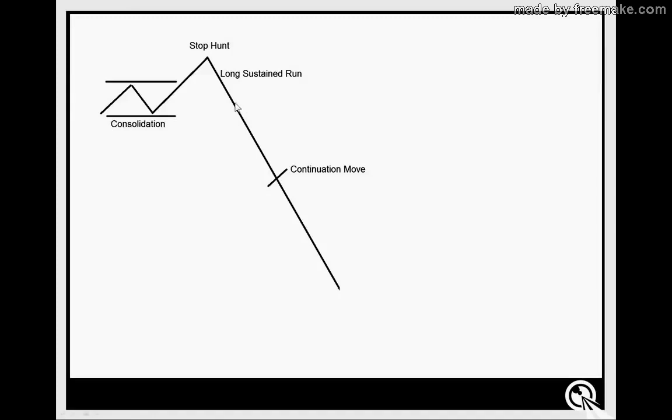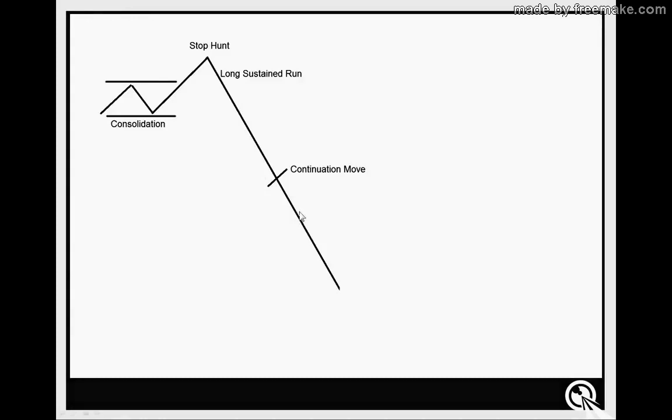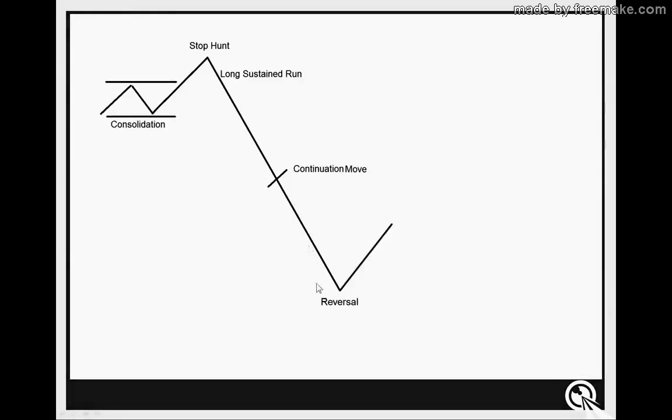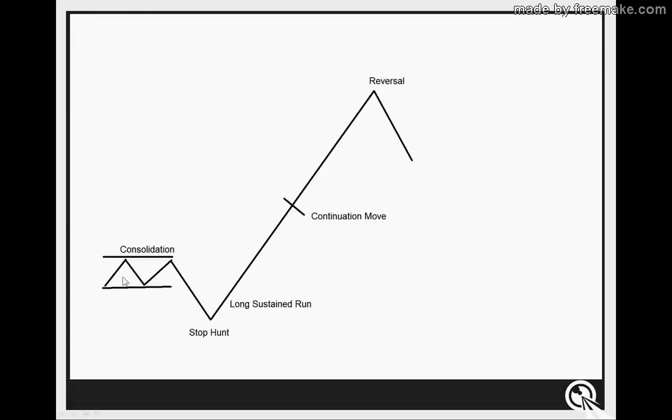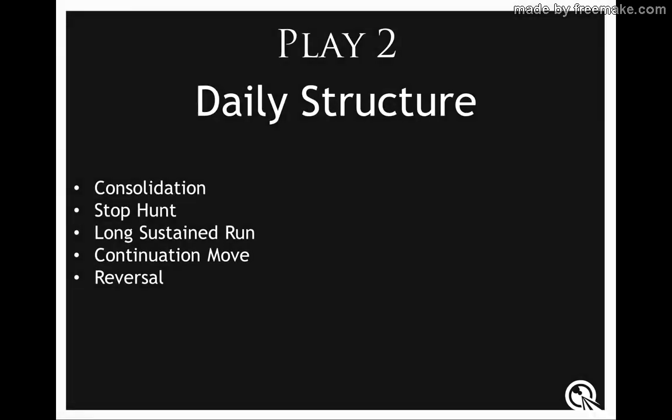Now, it can fall anywhere from up here down to here. It varies based on each pair. At the end, we see the reversal. This is what it looks like from the bottom side. Consolidation followed by a stop hunt to the bottom side, the long sustained run. The continuation of the move is anywhere from here to here. At the end of this run, we'll see a reversal. Okay, so the components once again: consolidation, stop hunt, long sustained run, continuation move, reversal.